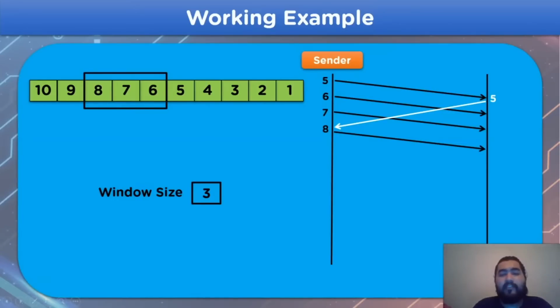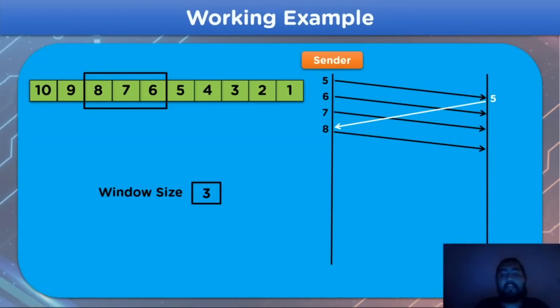Now let's move on to the 6th frame. But according to the positioning order, the position of the 6th transmitted frame is number 12. That means it will get lost during transmission from sender to the receiver side. And similarly, frame numbers 7 and 8 will also get discarded by the receiver side.